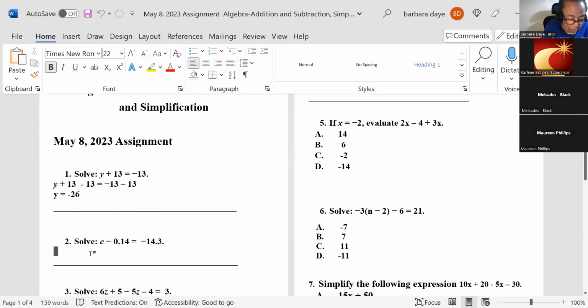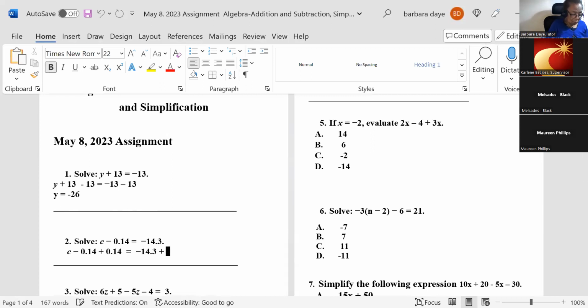Now, Sadie, you put a question mark on that one. So you had a problem with this? I'm not sure what I was going to do. But you know the reverse operation is add, right? Yes, miss. Because you want to isolate the variable, the C. So that means you have to add the 0.14 to both sides. Maureen said you add, right? So add the 0.14 on the left and add it on the right.